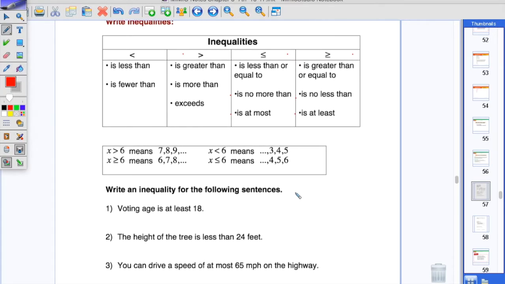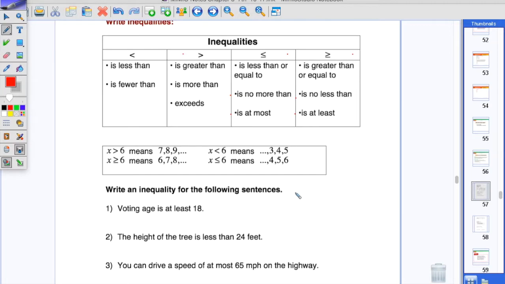So we have x is greater than 6, which means that your x value can be any number greater than 6 but not 6. So it can be 7, 8, 9, 10, and so on. X greater than or equal to 6 means 6, 7, 8, and it keeps going. So it can equal 6.